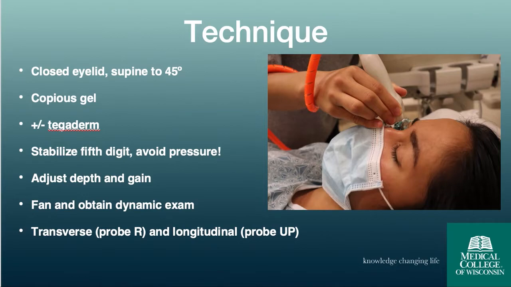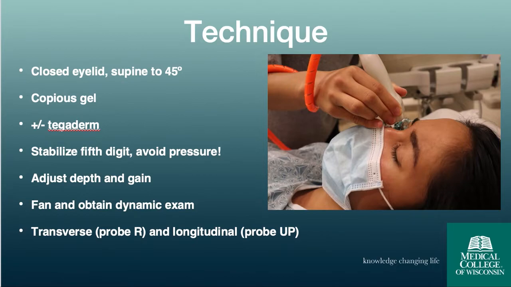So first, you want the patient to be sitting supine 45 degrees with a closed eyelid. Use a lot of gel. You can apply a Tegaderm first. Just make sure that you're getting the air out from underneath the Tegaderm. Stabilize your fifth digit on the patient's nose or on their zygomatic arch. Nose for the right eye and zygomatic arch for the left eye.